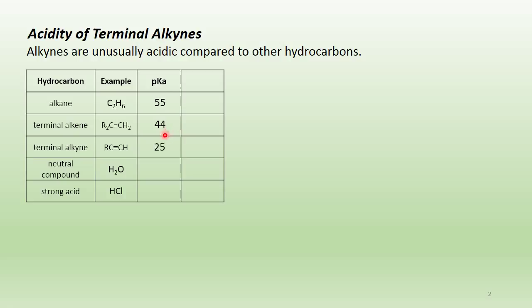And we get to a terminal alkyne, the hydrogen on a terminal alkyne carbon, still not particularly acidic, is surprisingly acidic, pKa 25. That's 10 to the 19 times more acidic than a terminal alkene, and 10 to the 30 times more acidic than that of an alkane. Now, just for comparison, here's water, which we consider to be neutral, pKa of about 16, and a strong acid like hydrogen chloride is -7.